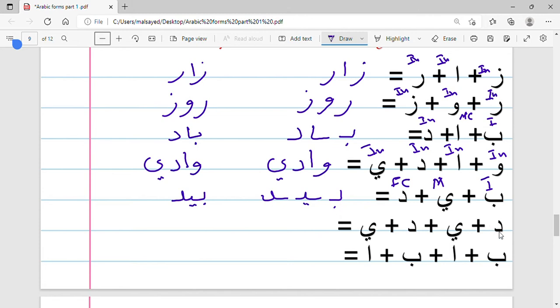Okay, here we have it. Dal is the first letter, so it's always independent. Now between the dal and the ya, dal makes the decision, so ya is initial. Between the ya and the dal, so ya is the middle. Between the dal and the ya, dal makes the decision. Dal doesn't connect with after, we choose independent. The independent, initial, middle, independent.